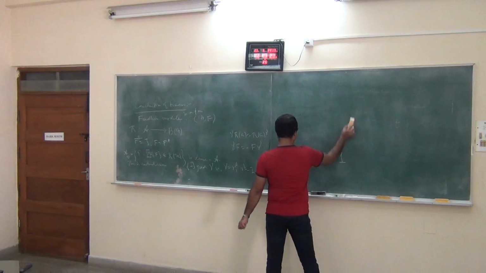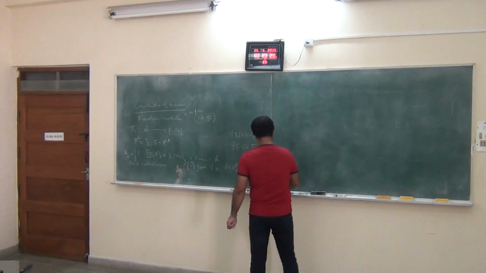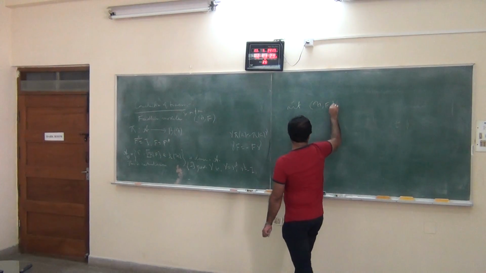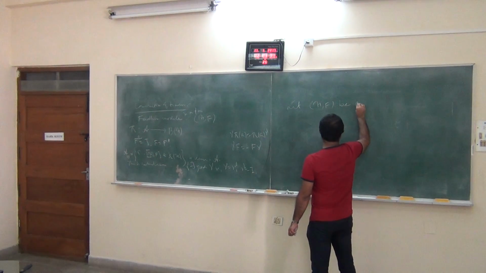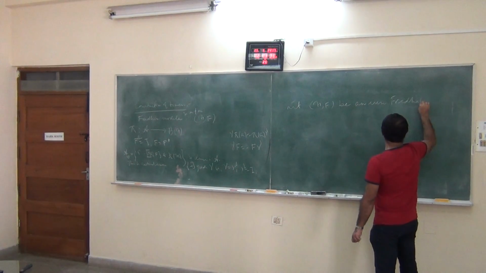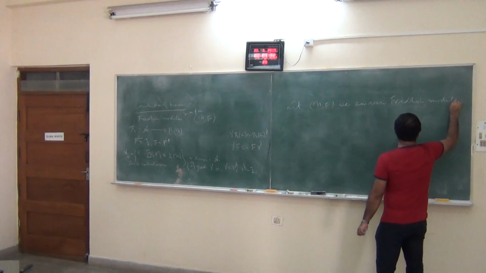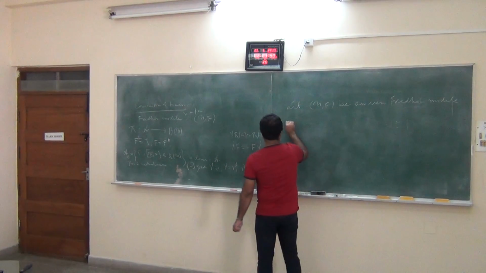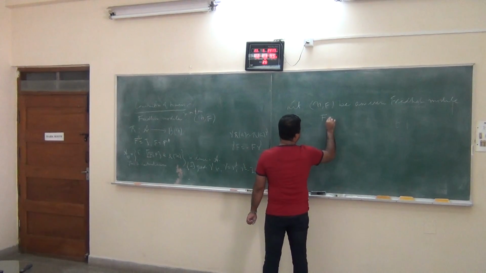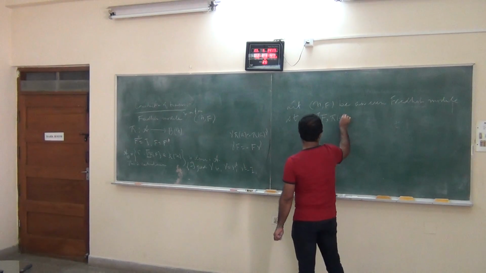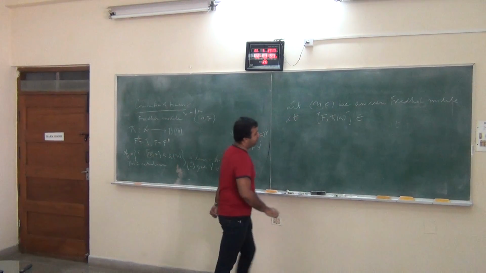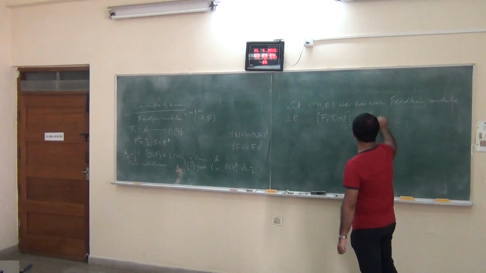So let (H, F) be an even Fredholm module such that the commutator of F with pi of a, instead of demanding it is a compact operator, we demand it is trace class.